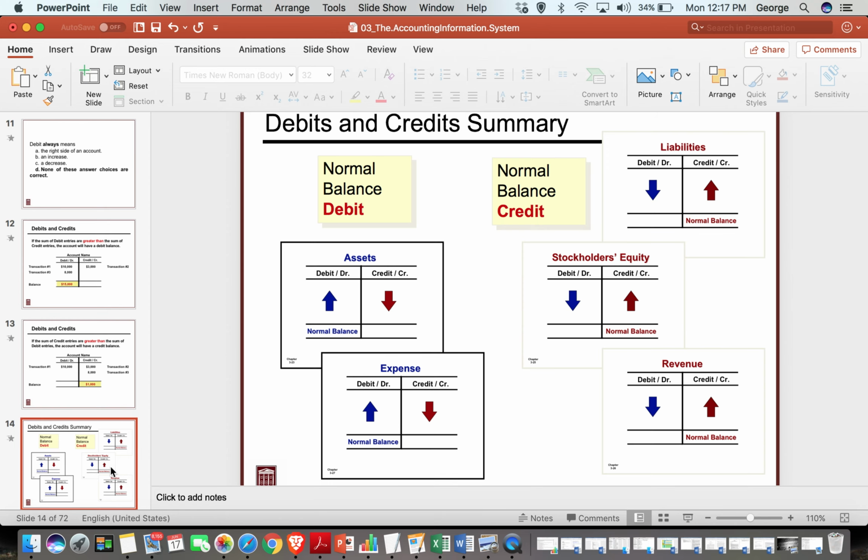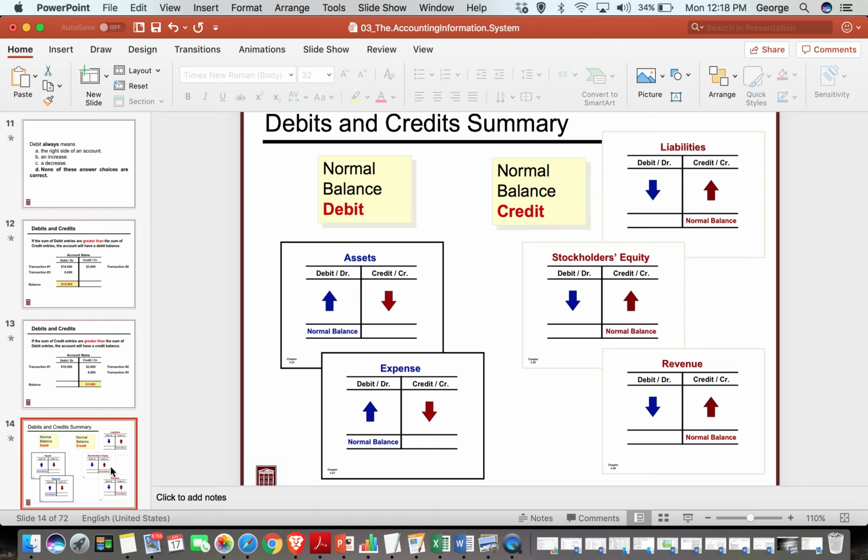All right, so normal balance for asset accounts such as cash, accounts receivable, inventory, prepaids would be a debit balance. If an asset account does not have a debit balance, it's called a contra asset account. An example of that would be accumulated depreciation. All right, expenses also have debit balances, so they're increased by debits and decreased by credits.